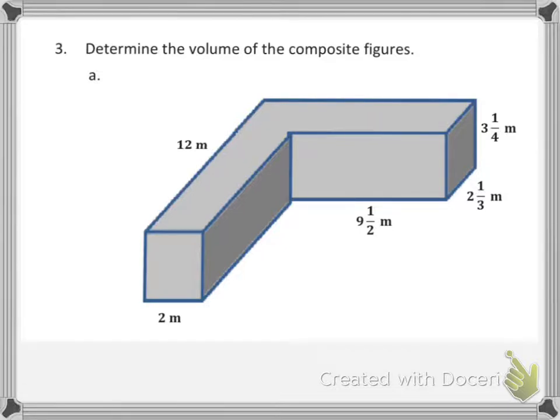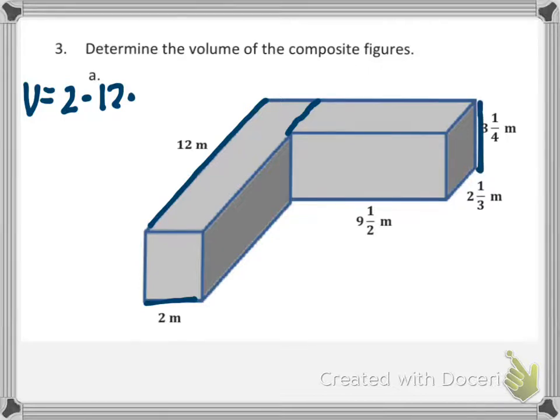Right, let's go to number 3, determine the volume of the composite figure. Okay, so I'm going to cut this one here. So we're going to make a left side and a right side again. And so let's do the volume on the left side over here. The volume is length 2 times the width is here, that's 12 meters. So it's 2 times 12 times the height, which they gave us over here, 3 1/4.